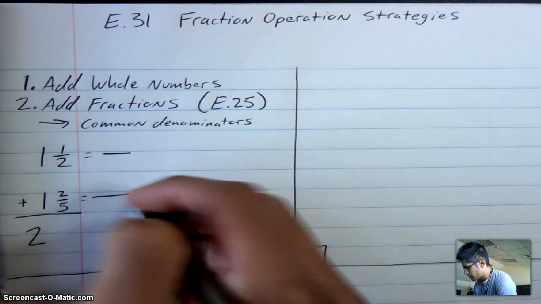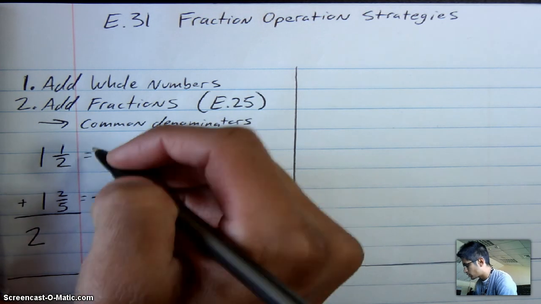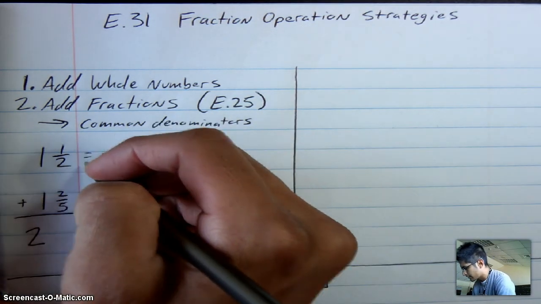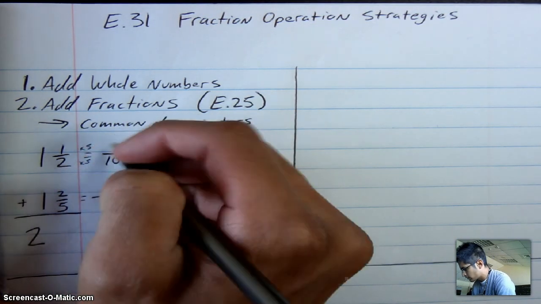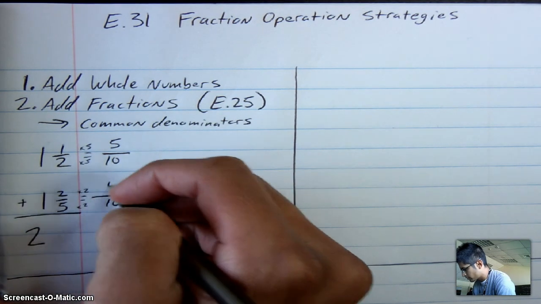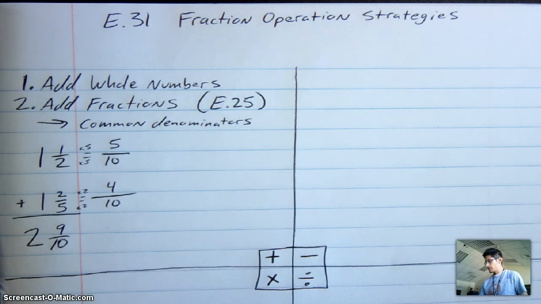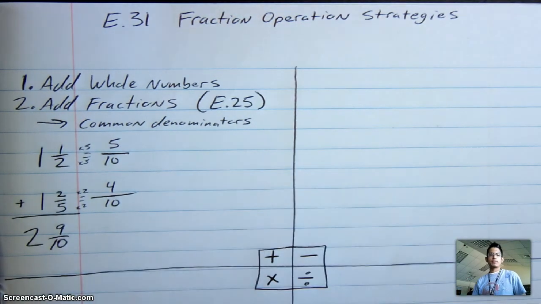So I'm looking at 2 and 5, I multiply those together and I get 10. I make an equivalent fraction, so I'm going to do times 5 times 5. So this will be 5 tenths, and this will be times 2 times 2. This will be 4 tenths. So I add those up and I get 9 tenths. Remember, if you have an improper fraction at the end, to convert it back into a mixed number. You always want to leave your answer with a mixed number.